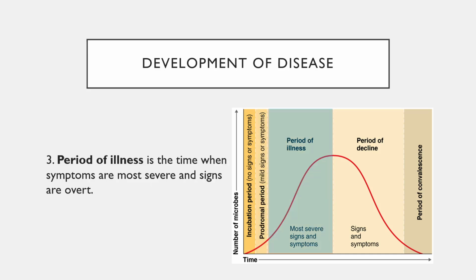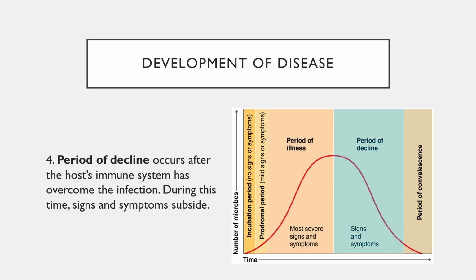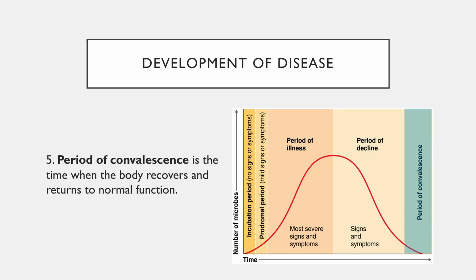Next comes the period of illness, which is the time in which the symptoms are most severe and the signs are overt and outwardly visible. The period of illness can last varying amounts of time, but once a person's immune system overcomes it, the illness enters the period of decline, during which the signs and symptoms of the disease subside. And lastly, the fifth and final stage is called the period of convalescence, where the body recovers and returns to its normal function.